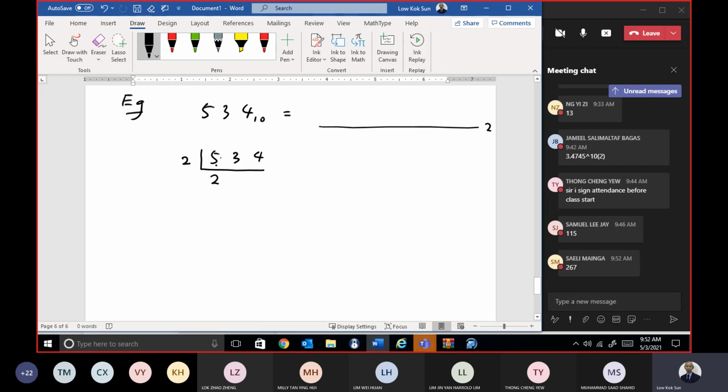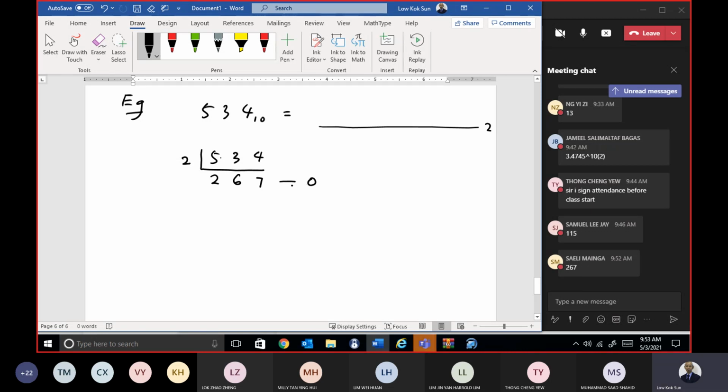So 1 brought over becomes 13. 13 divided by 2 gets 6. 6 times 2 is only 12, here 13, so got 1 more. And then it's 14 now. 14 divided by 2 is 7. So there's no remainder, so you put a 0 there.